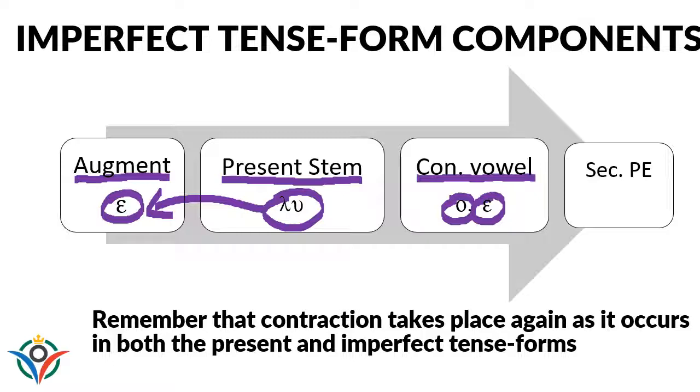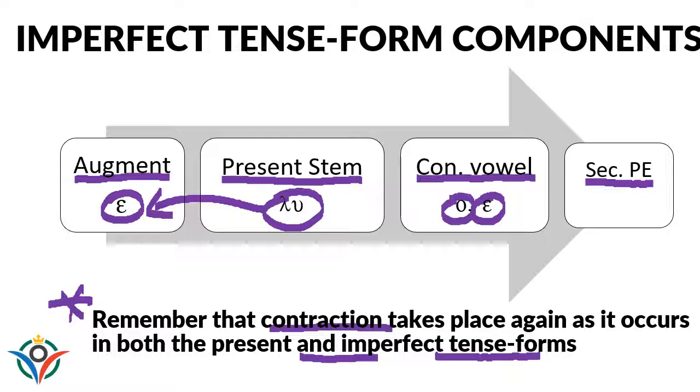And then finally, we know that the imperfect tense form will take secondary personal endings. And I just want to give you a reminder here that contraction takes place again because it occurs in both the present and imperfect tense forms. So in lesson 9, we dealt with contraction and the various rules. And I'm sure you are glad that that lesson is over. But unfortunately, contraction comes into play again because we are dealing with the imperfect tense form. But the good news is that contraction only happens in the present and imperfect tense forms. The other tense forms do not have contraction.